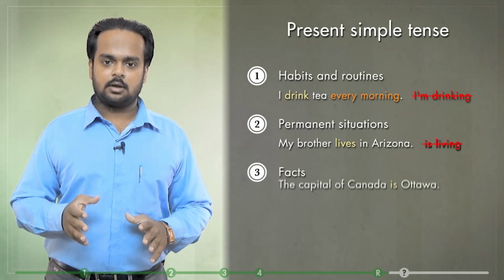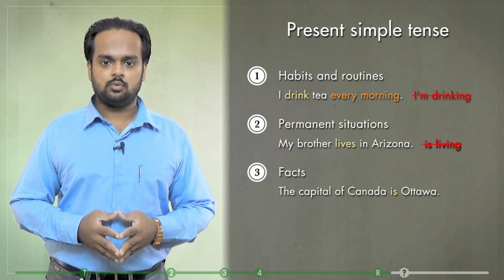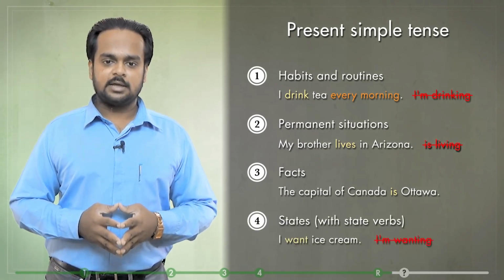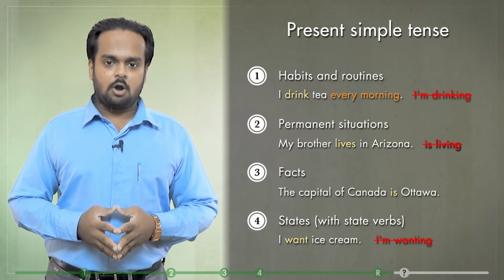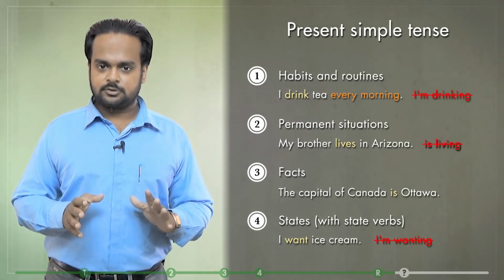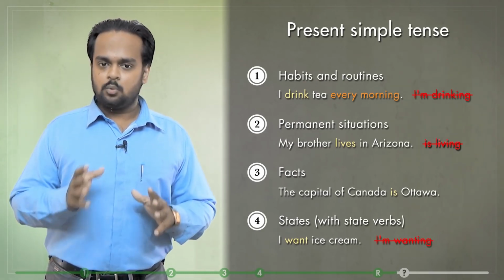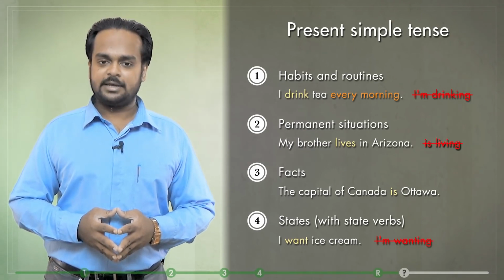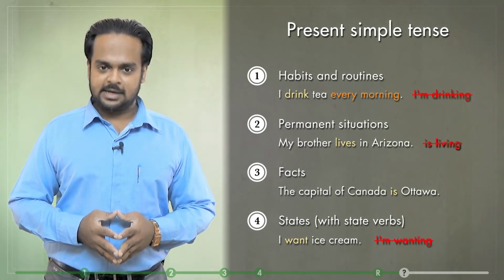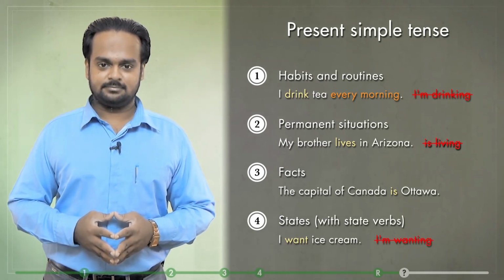Then we turned to talking about facts, that is, statements about the world that are true. And finally, we discussed states with state verbs. Remember that state verbs are verbs which are not actions. They don't happen continuously and they don't finish. With these, we normally don't use ing forms. All right, if you're ready, it's now time for a test to see if you can use the present simple tense correctly.